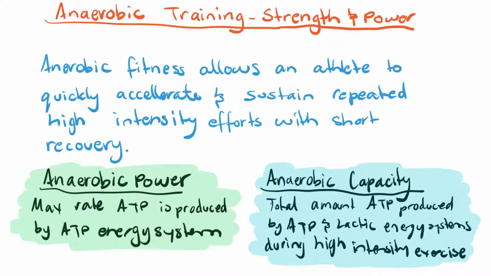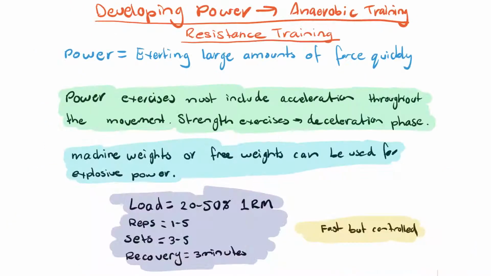Now, anaerobic power is the maximum rate of ATP that is produced by the ATP energy system. And so what we want to try and do is obviously train our body to produce ATP as fast as we can. When we look at the anaerobic capacity, this is the total amount of ATP which is produced by both our ATP and our lactic energy systems during high intensity exercise. So we're going to have a look at how we specifically train anaerobic power and anaerobic capacity a little bit later on. So how do we develop power with anaerobic training and in relation to resistance training?